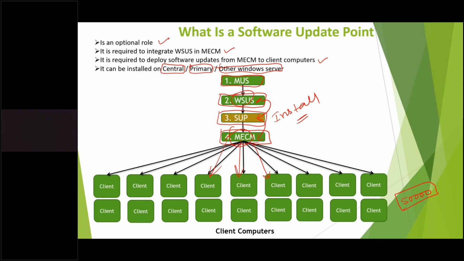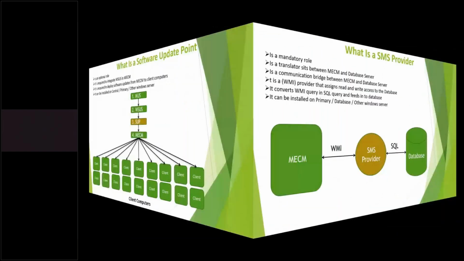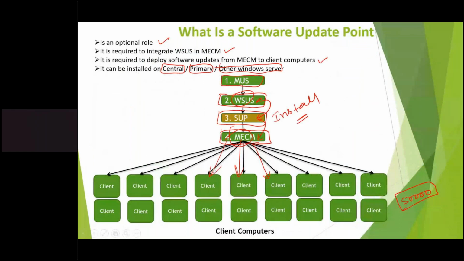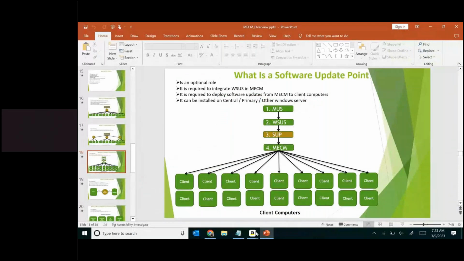Sir, I have a question. Suppose we are not planning to install WSUS, how will the updates be downloaded? Without WSUS, you cannot do that. So WSUS has to be there if you would like to deploy updates through SCCM; it is mandatory. If you don't want to deploy updates through SCCM, you can do it through the WSUS portal itself, without integrating WSUS into SCCM. So for MECM, WSUS should be there, right?